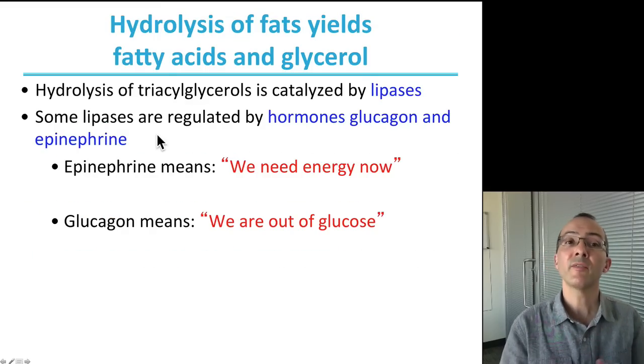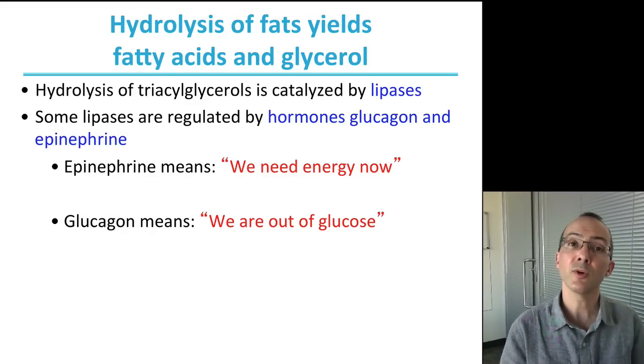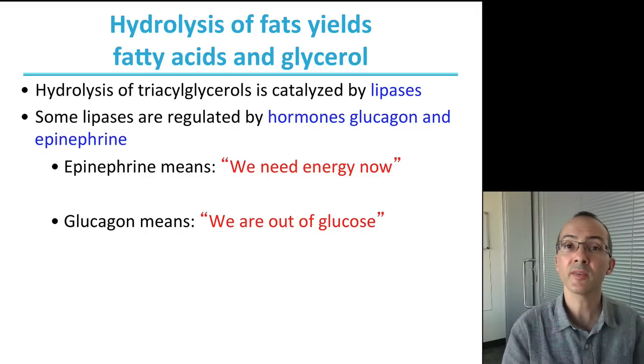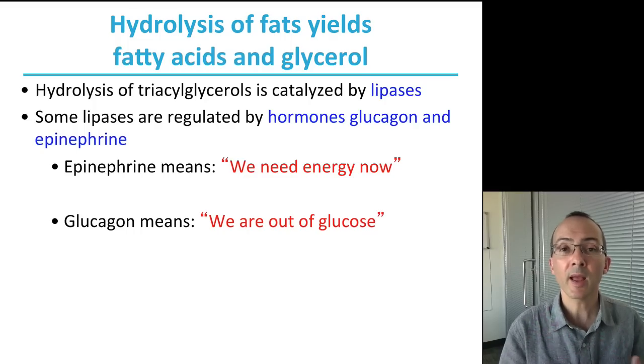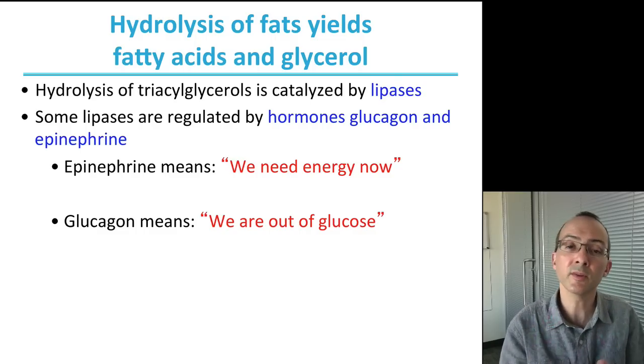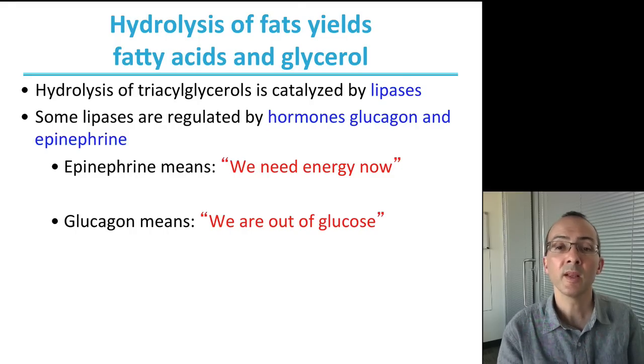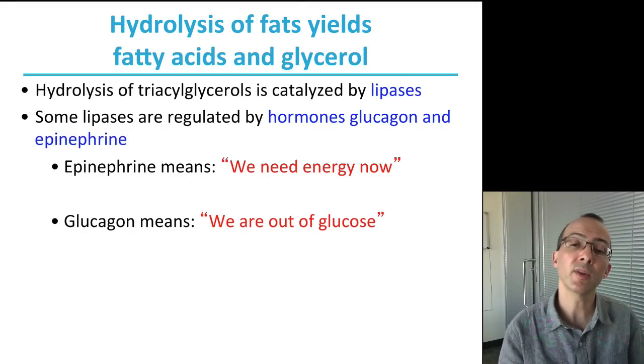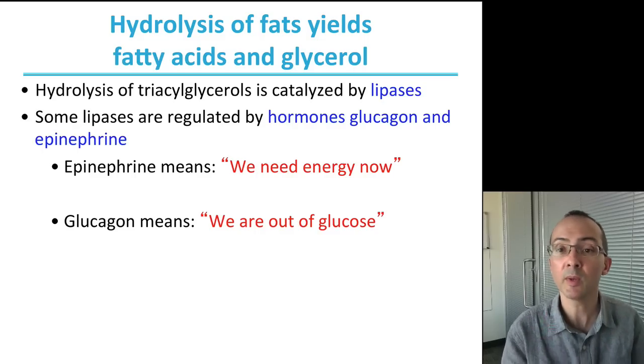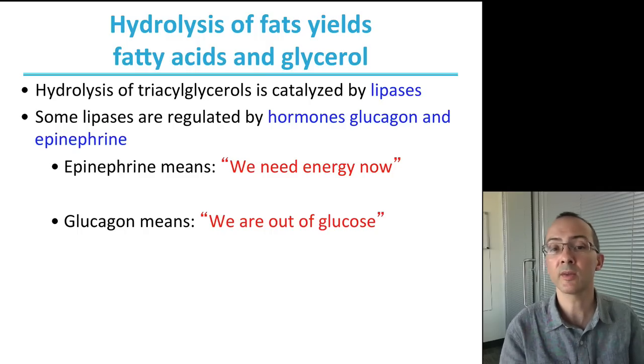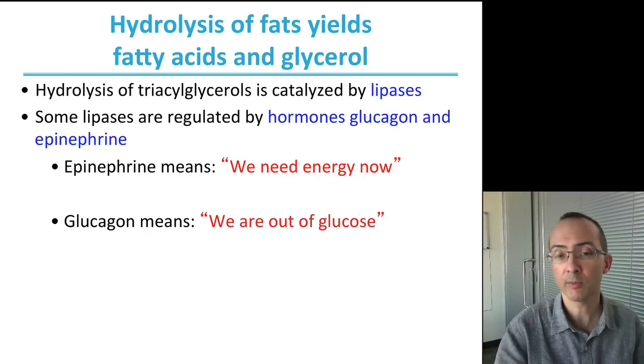Now a fat starts out in the form of a triacylglycerol. That's a triester of 3 fatty acids and the trihydroxyl molecule glycerol. So when you break down this triacylglycerol into the free fatty acids and the glycerol molecule, that's a reaction that's catalyzed by various lipases or esterases. Now these lipases are often regulated, for example, by the hormones glucagon and epinephrine. Epinephrine acts as a signal saying we need energy now, rapid mobilization of energy, and glucagon is a signal saying we're out of glucose, time to mobilize more energy.